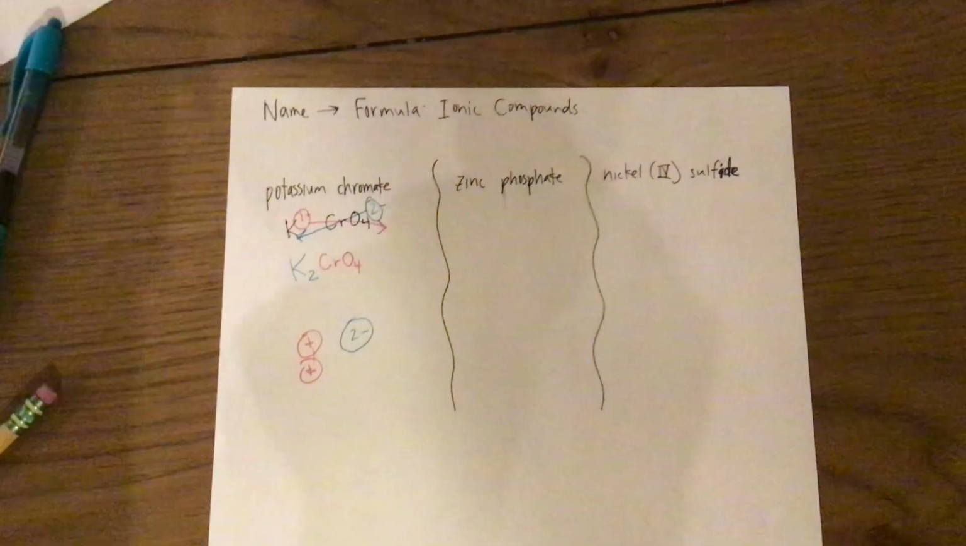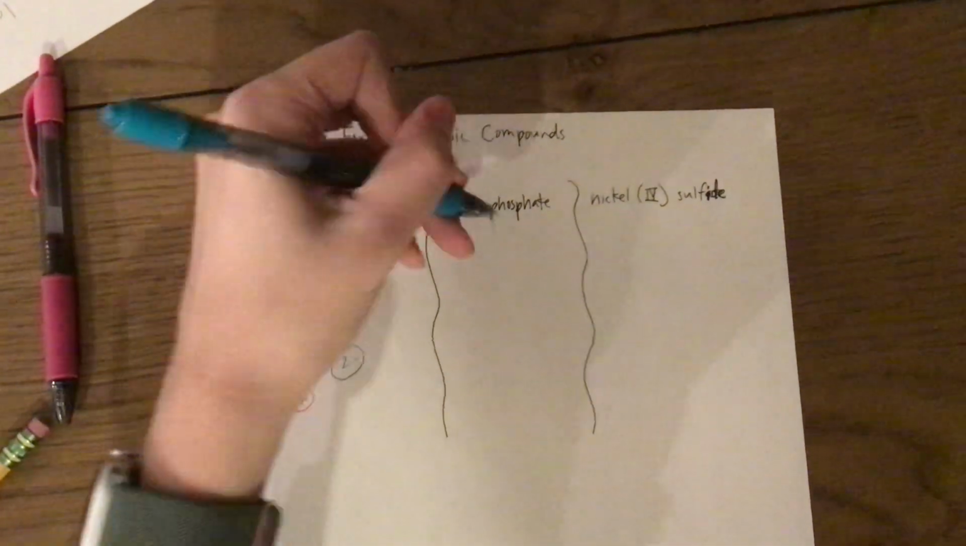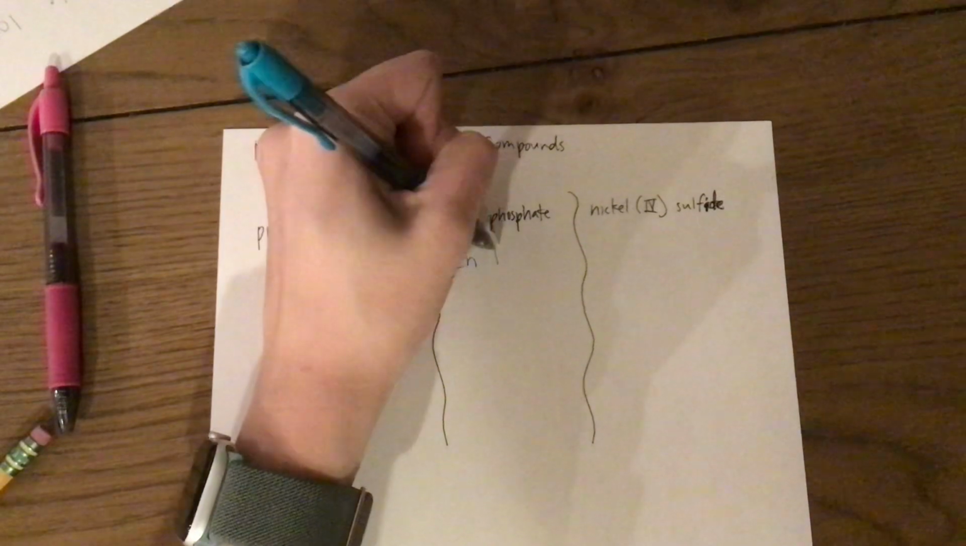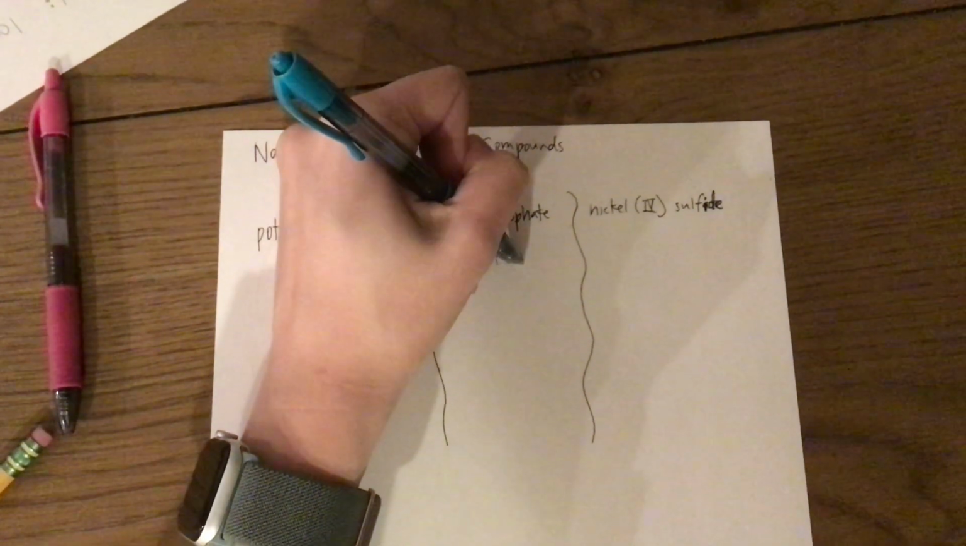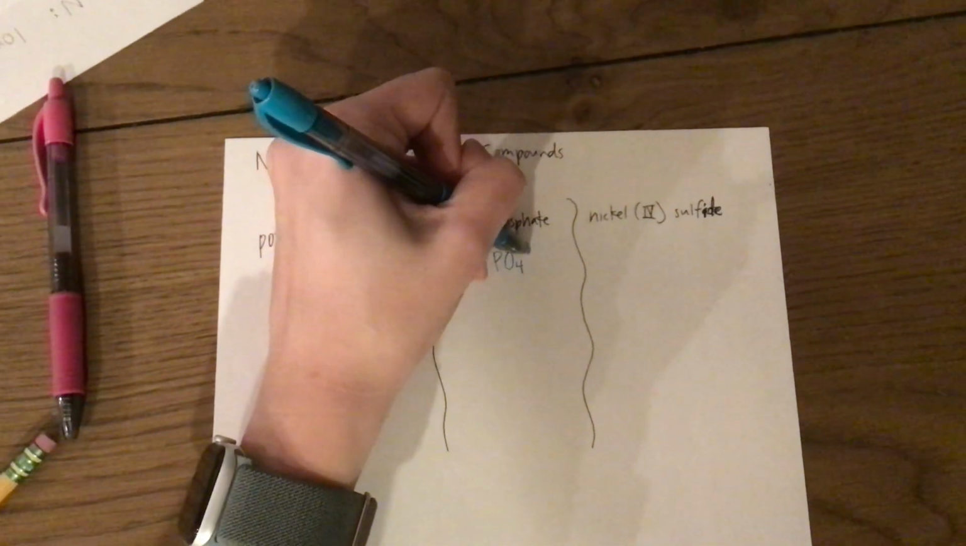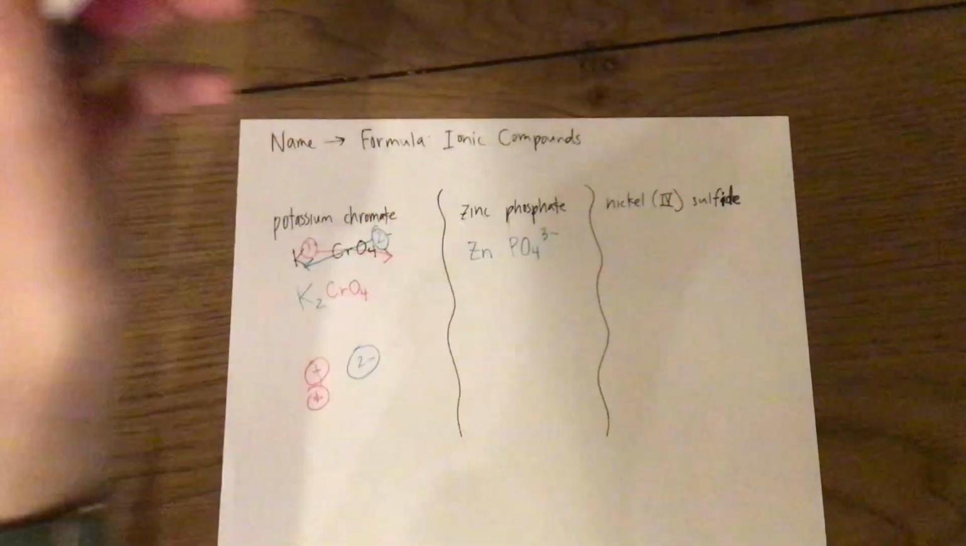Let's try another one. We've got zinc phosphate. So first we write the symbol for everybody. So we've got zinc and then phosphate. Again, we can look at the back of our periodic table and we can look for the name phosphate, and it'll tell us that it's PO4 with a 3- charge. But this one is difficult. This is a trick question, okay?